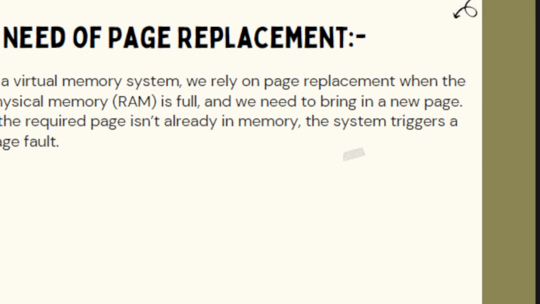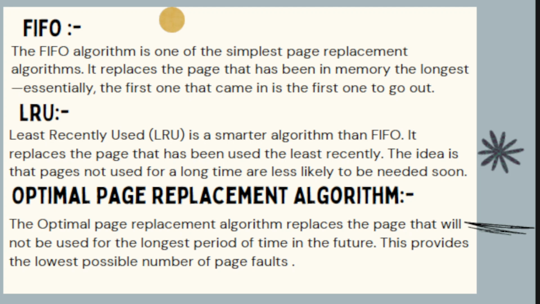What are the page replacement algorithms? First in, first out. The FIFO algorithm is one of the simplest page replacement algorithms. It essentially replaces the page that has been in memory the longest: the first one that comes in is the first one to go out. Although it's easy to implement, FIFO is not always efficient because it does not consider how frequently or recently a page has been used.